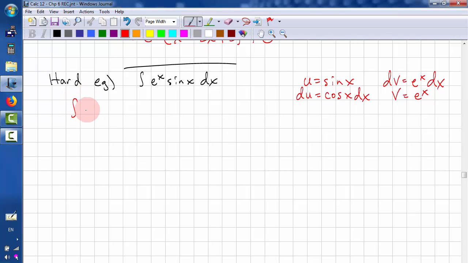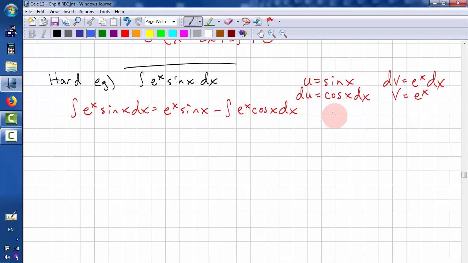So the integral of e to the x sine x dx equals uv. We want to write the exponential before the trig, e to the x sine x minus integral v du. So we're going to write the trig first, e to the x cos x dx. So looking at this example, we can see why we learn differentiation before integration. Integration by parts requires us to do derivatives and integration in the same problem.